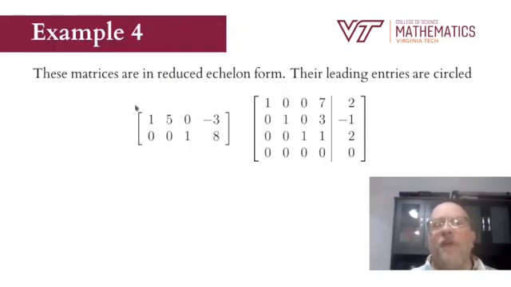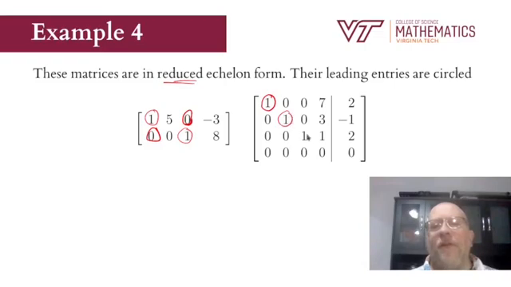So these matrices are in reduced echelon form. My leading entries move left to right. That's echelon form. But furthermore, both leading entries are equal to 1, and the other entries in the column are zeros. And so the ones occupy the columns all by themselves. And so that's what makes this reduced echelon form.